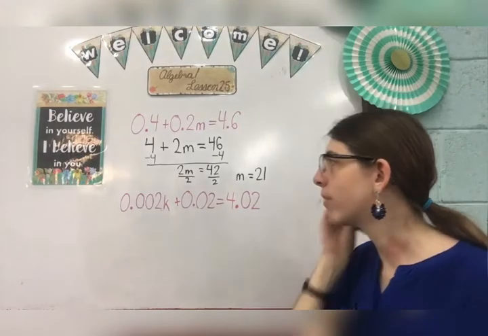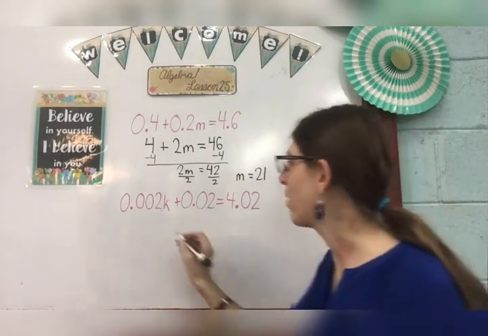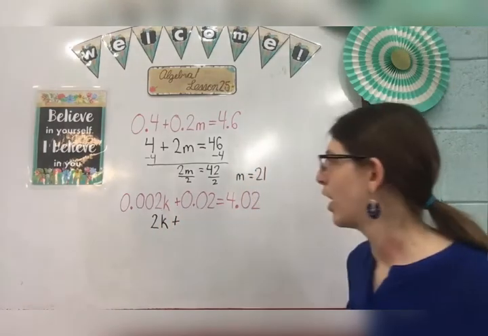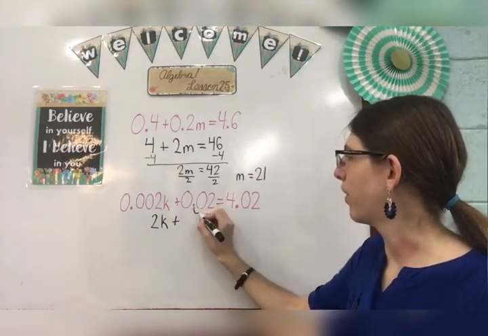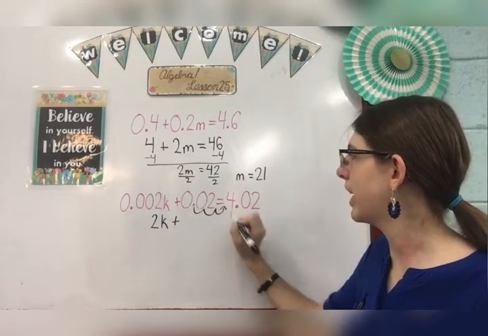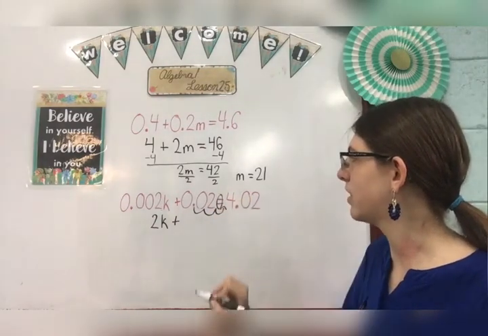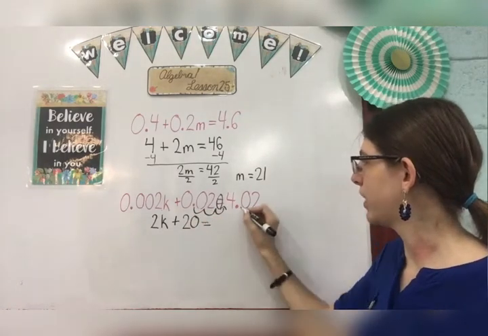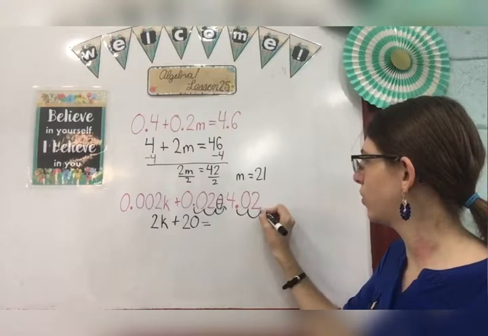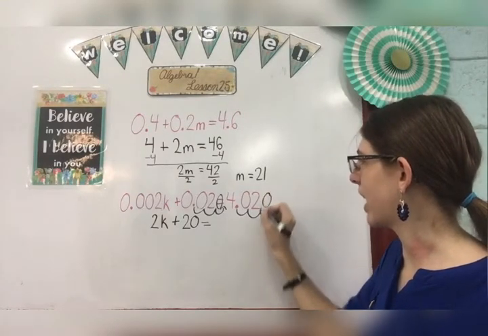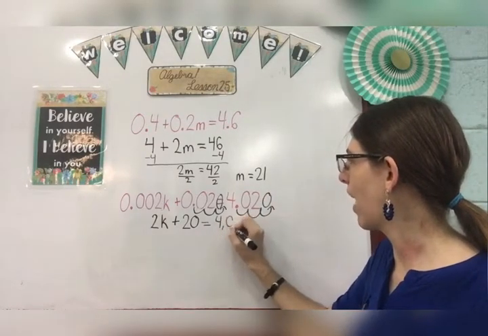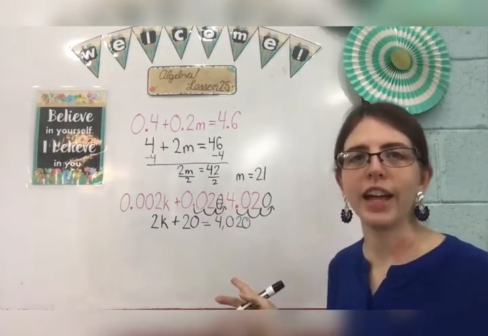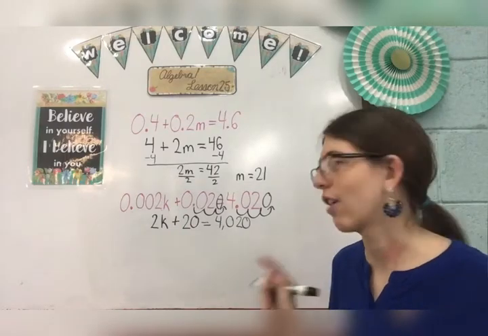So here I go. 0.002k times 1,000 just gives me 2k, plus 0.02 times 1,000. Well, that moves my decimal point 3 places. So we annex a 0, and that becomes 20. 4.02, well, we move it 1, 2, 3 places, so we have to annex a 0. This becomes 4,020. Okay? So now all of your like terms have not changed in their value.